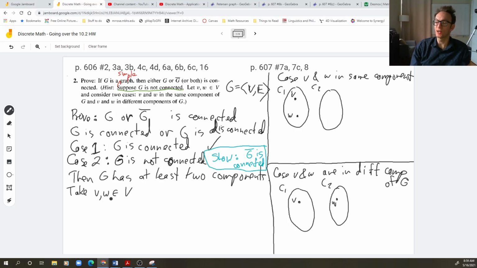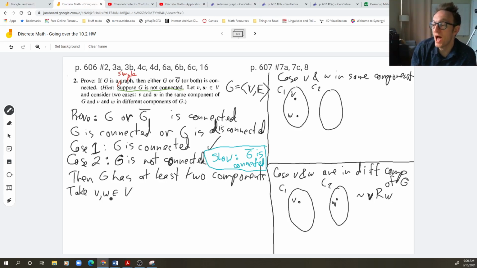Well, if they're in different components of G, then V and W are not reachable from each other. So using my notation from before, it's not the case that V is reachable from W. In other words, there exists no walk from V to W. How do I know there exists no walk from V to W in G? Because they're in different components, and that's how you construct the components, as sets of vertices which are reachable from each other. Another way to put it is if there was a walk from V to W, then they'd be in the same component.